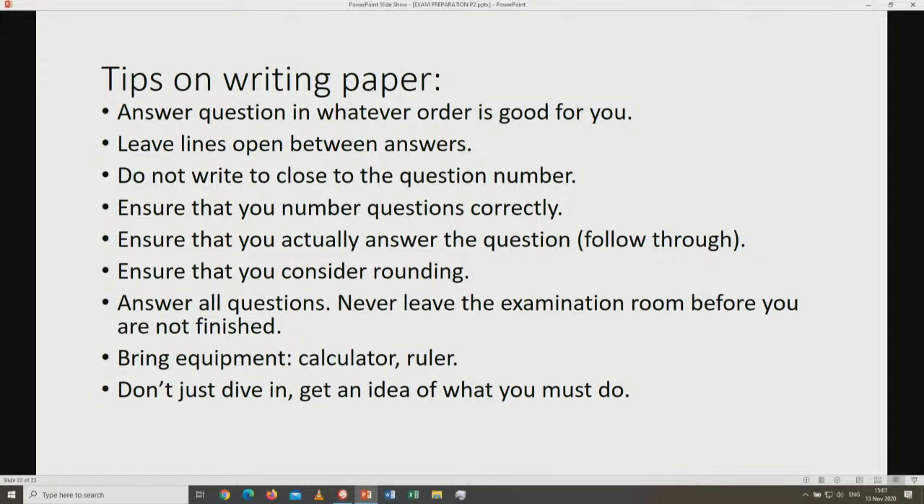Answer the question in whatever order is good for you. Whether you do question 4 first, you see it's data handling, you like it, you do it. You see question 1 is finances, you love finances, you do it first. It's your choice. Leave lines open between your answers, please, so that it will be clear for the marker and no oversights can take place. Do not write too close to the question number. I showed you what can happen if you write too close to the question number.